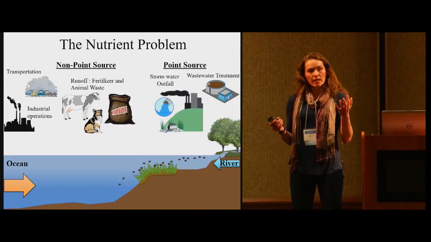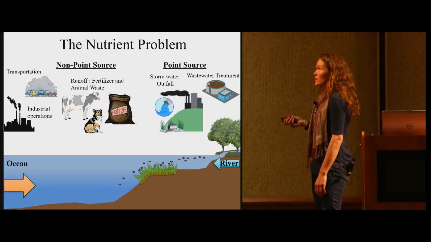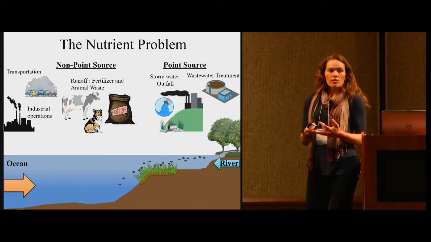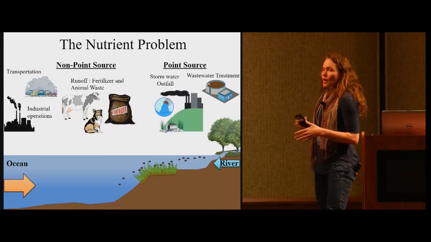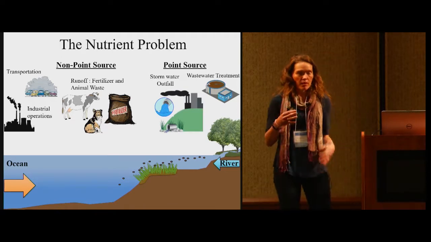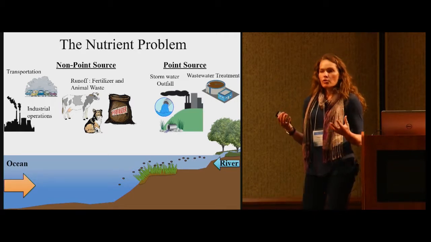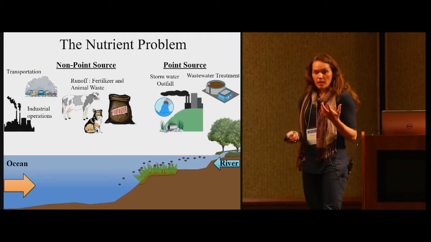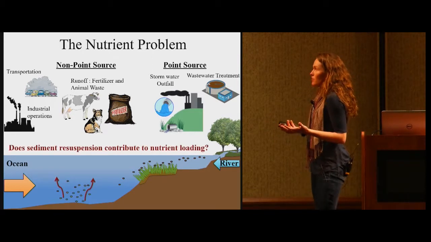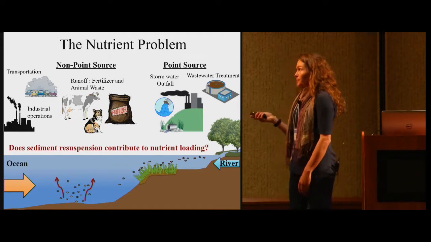We have a pretty good understanding of the point sources of nutrients, specifically nitrogen and phosphorus, into our water bodies from wastewater treatment plants, stormwater outfalls, and non-point sources, mainly transportation, industrial operations, agricultural operations, and from fertilizer and also animal waste. But there's a source we've largely neglected, and that's within the estuary itself, and that's nutrients from sediment resuspension. So my research is motivated by this question: does sediment resuspension contribute to nutrient loading? That's where bed shear stress comes into play.